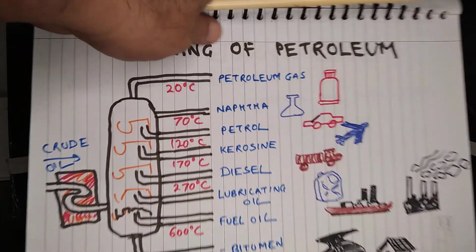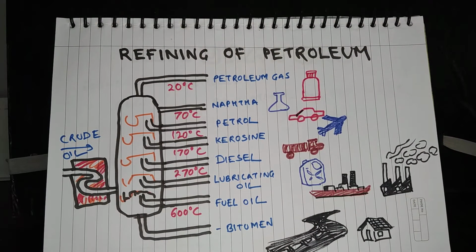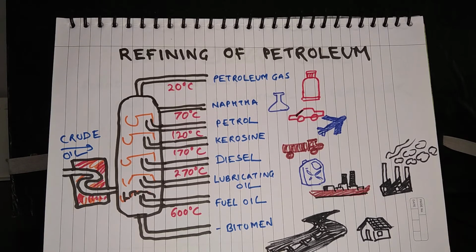Refining of petroleum. Petroleum which is taken out from the oil well is called crude oil, and it is as such of no use, so it needs to be refined. And the refining of petroleum is done through a process called fractional distillation, in which different components of petroleum get separated at different temperatures.